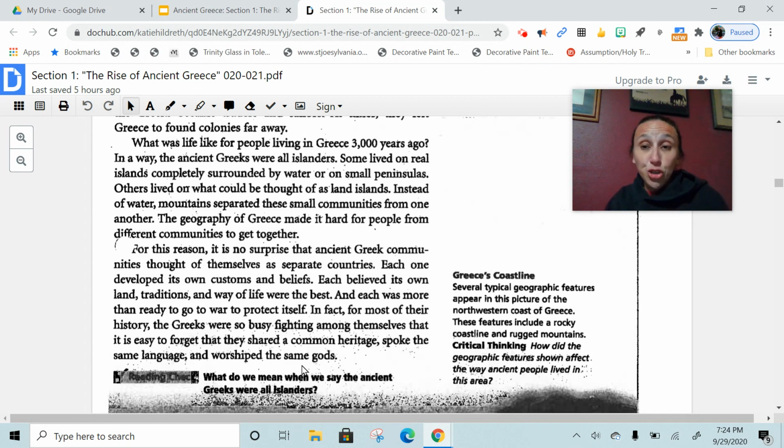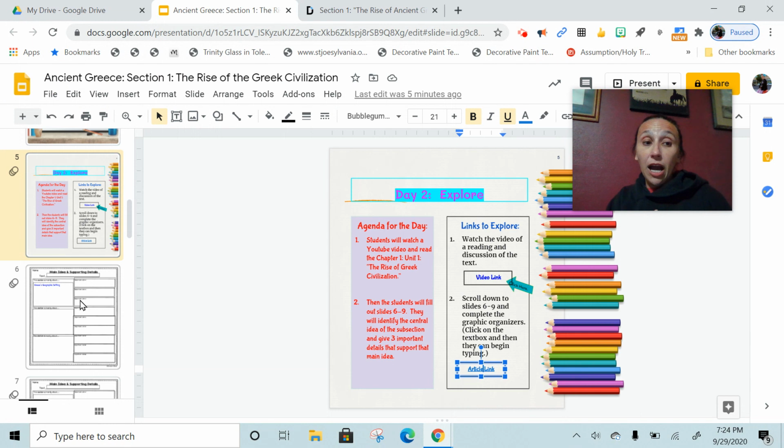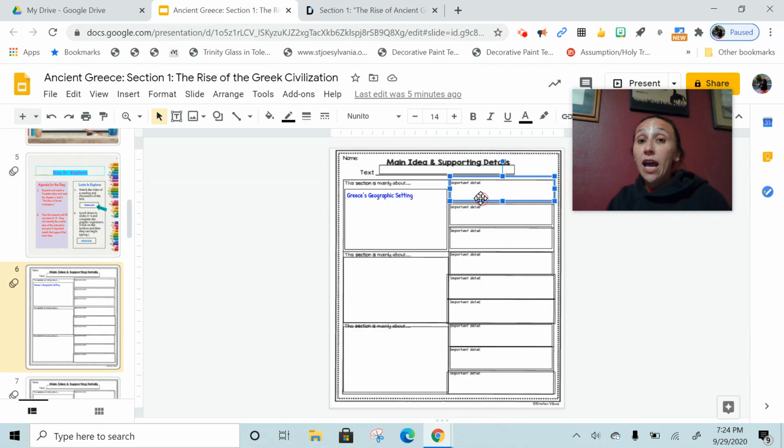Now, you can choose to continue to read on, which I'm going to do in just a minute. But if I were you, I would stop. I would come back over here. I would go to this first section and I would pick my three important details, right? So, what do you think an important detail is? I would say, and these don't necessarily have to be in complete sentences, but you need to give enough detail.